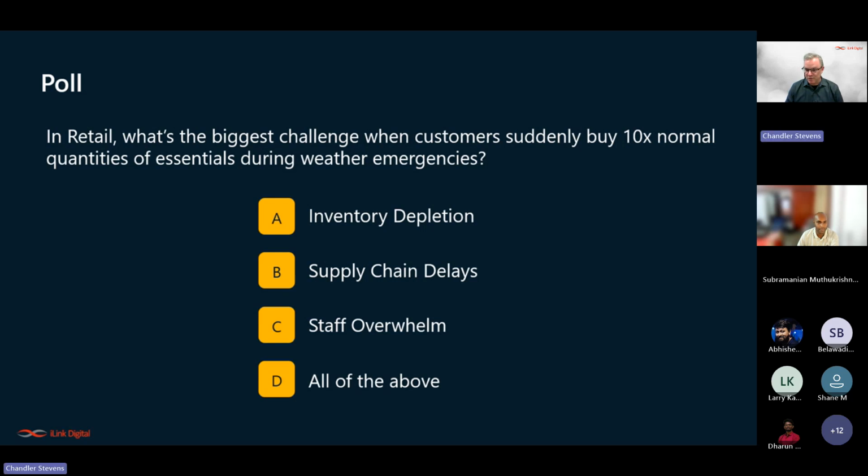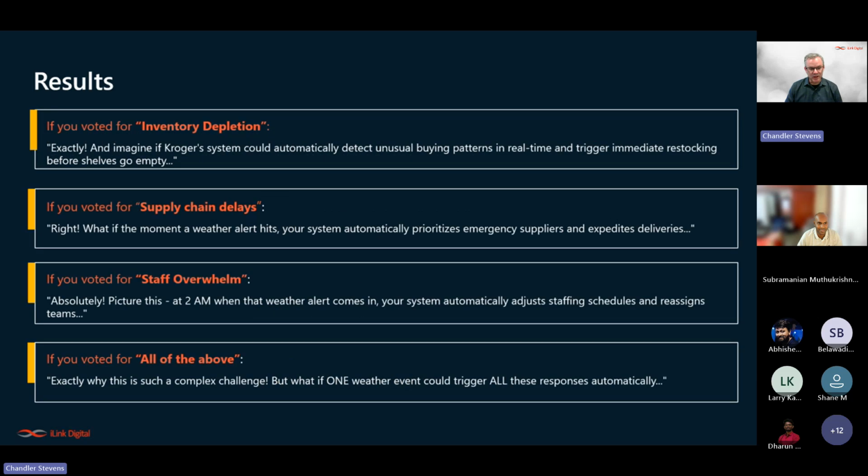And while those results come in, looking at them in real time, I would say the majority of folks here on the call today, you see all of the above. That is your perspective. I would definitely think that's a great way to think about it. It does impact all the things above. If you voted for inventory depletion, you're absolutely right.